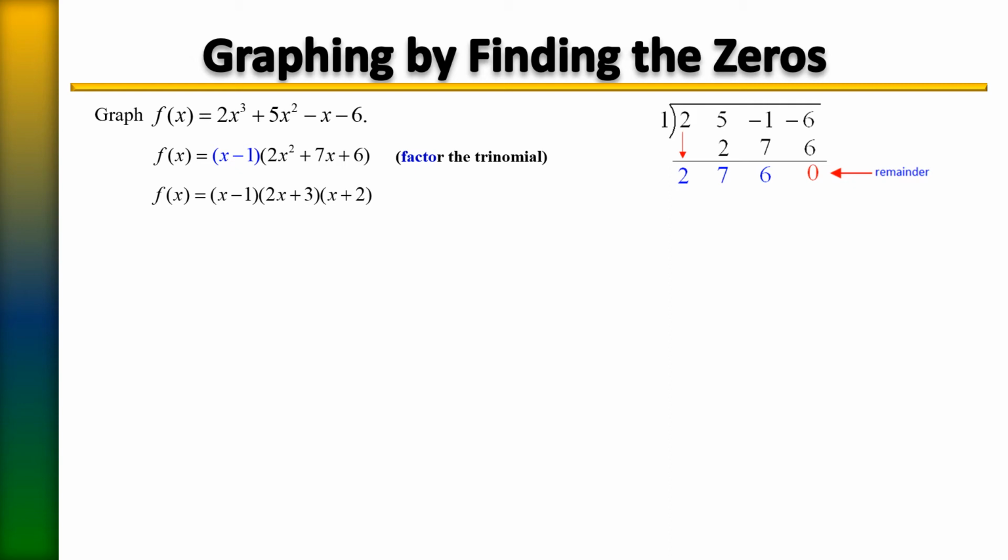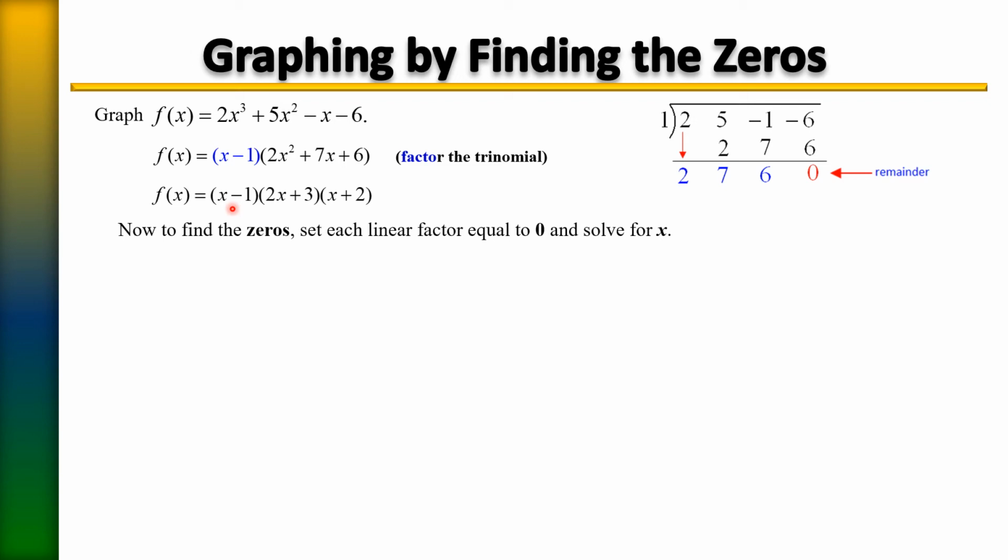And as you can see, the highest degree of our given polynomial function is 3, which indicates that we're going to have 3 zeros or 3 factors. And we now have the 3 factors of this polynomial function. Now, to find the zeros, all we need to do is take those linear factors and set them equal to 0 and solve for x.